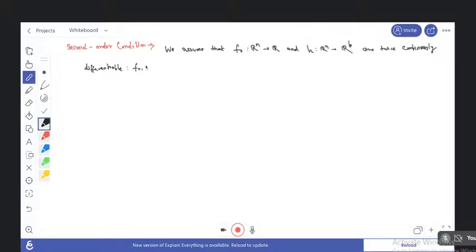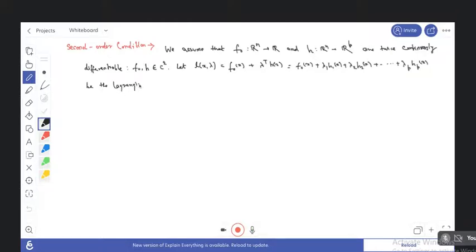and this means your f naught and h are elements of C2. C2 means second order continuous function. Okay, so we assume that your Lagrangian function, L of x, lambda, is the objective function plus lambda transpose h of x. There are p number of equality constraints, so we can write this as the objective function plus lambda 1 h1(x) plus lambda 2 h2(x), and if there are p equality constraints, up to lambda p hp(x). So this is the Lagrangian function.